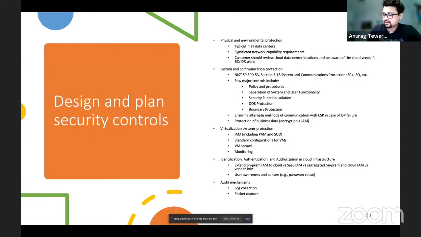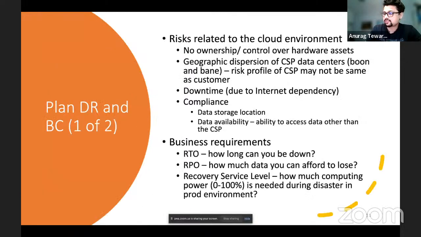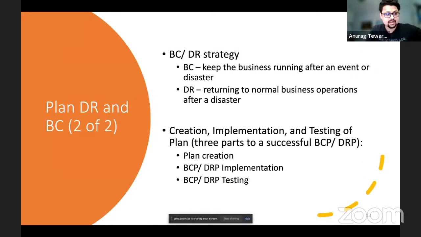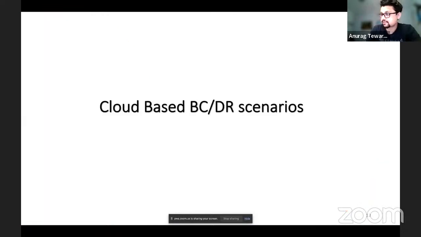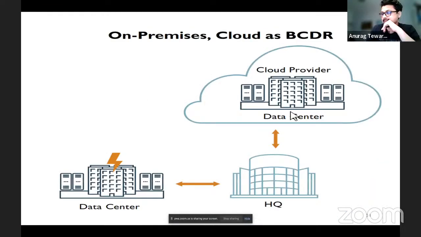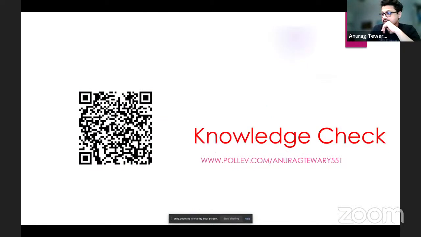So I will not be going through all of this so much because we won't have a lot of time to cover the other things. I will actually keep moving. But if there are any questions, do let me know. I just wanted to introduce what this domain 3 is about.